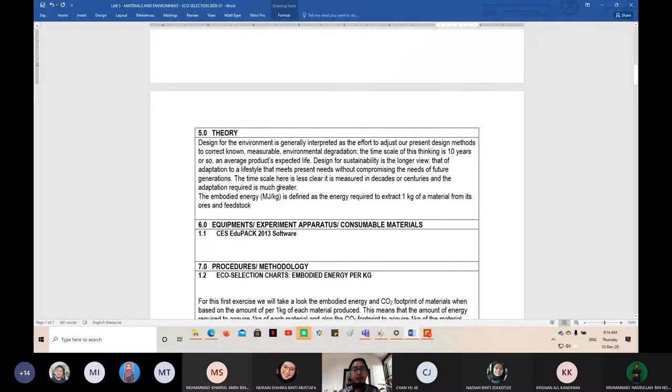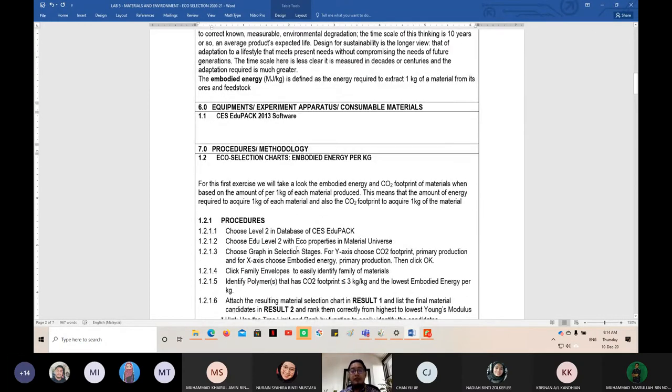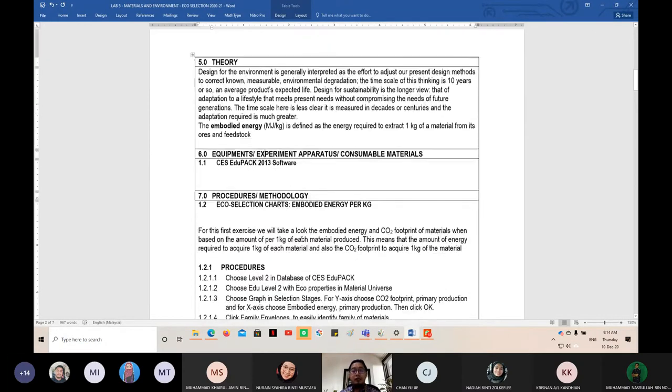I haven't covered it in the lecture yet, but this term, embodied energy, is defined as the energy required to extract 1 kilogram of material from its ores and feedstock. Actually, embodied energy is not the only one that we are concerned with. The energy for processing, and even the energy involved with coating or shaping, are also of concern. It's just that in this specific discussion we talk about the embodied energy.